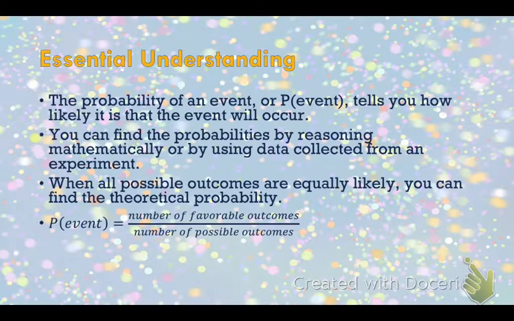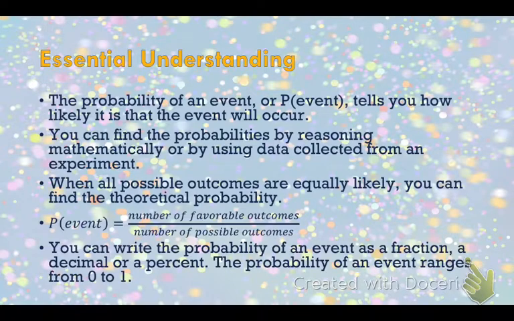So for example, if I am looking at rolling an even number on a die, if I think about the numbers on a die, it's 1, 2, 3, 4, 5, and 6. And the even numbers, there are 3 of them, 2, 4, and 6. So 3 out of 6, or 1/2, would be my probability for rolling an even number. Which brings me to my last piece here. You can write the probability of an event as a fraction, decimal, or percent.